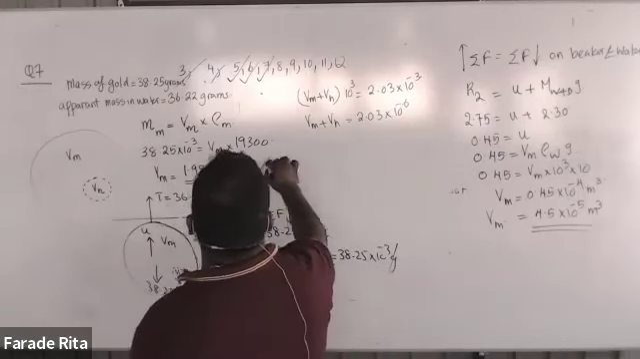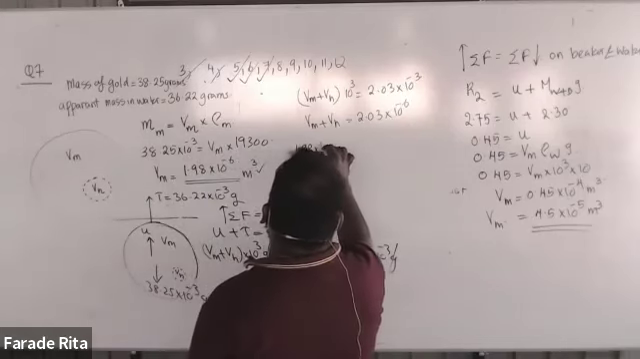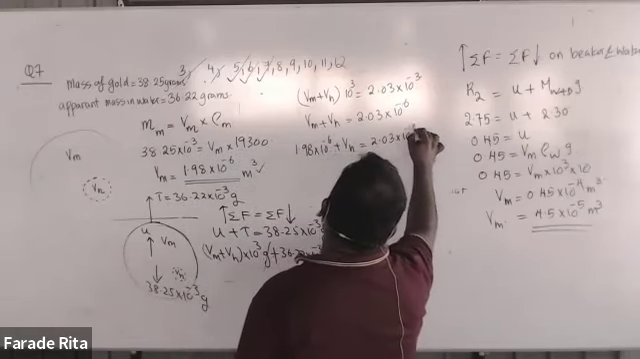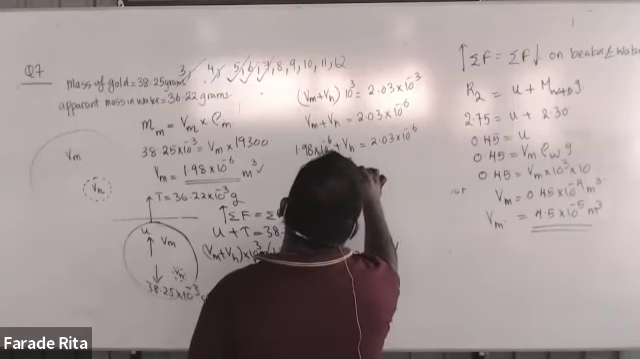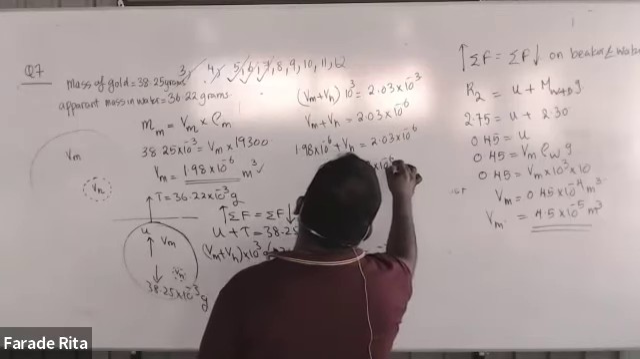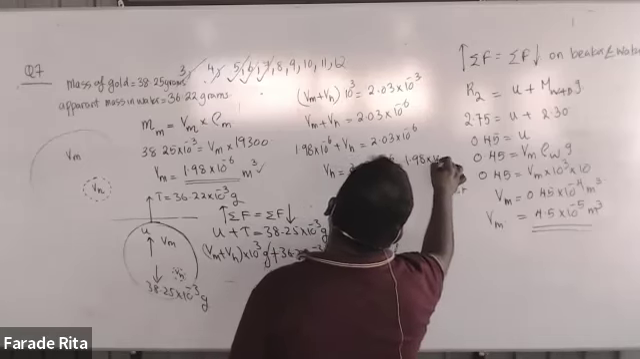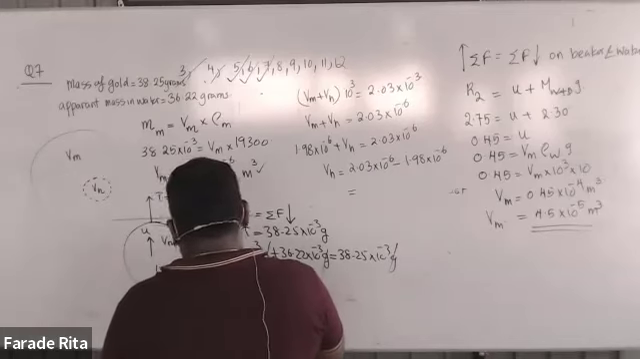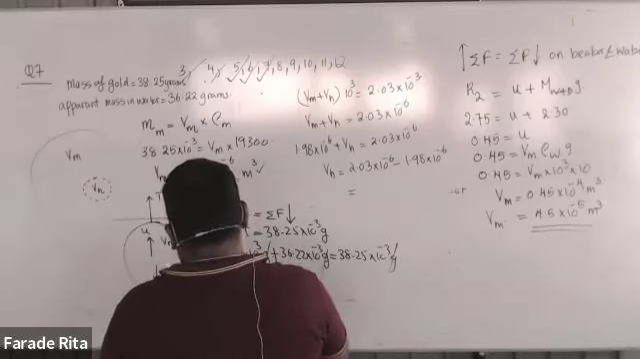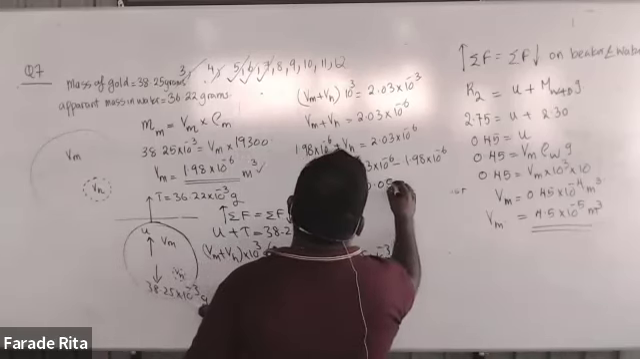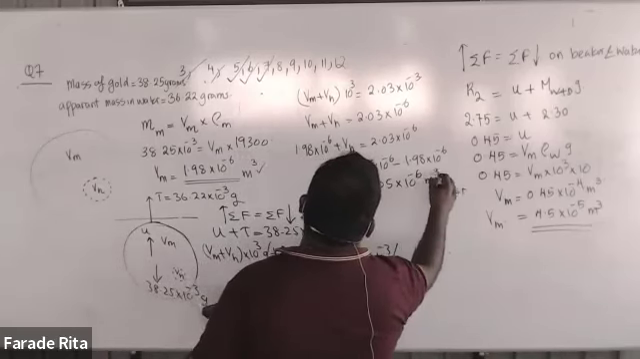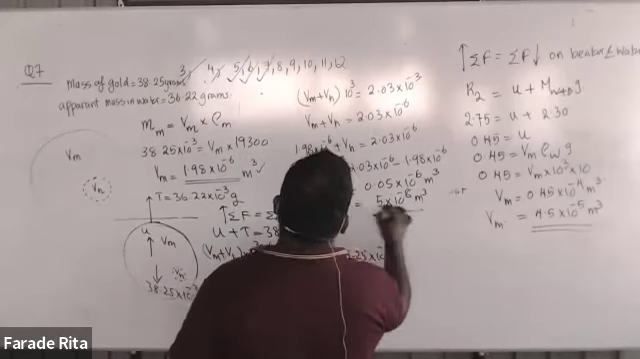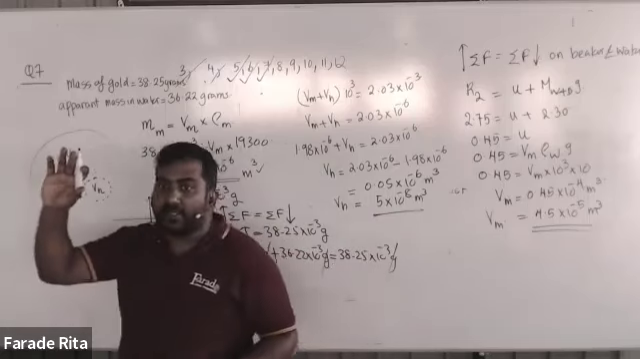What is volume of the metal? Already found, 1.98 times 10 to the power minus 6. Volume of the hole you can find. Take it to the other side. Volume of the hole is 2.03 times 10 to the power minus 6 minus 1.98 times 10 to the power minus 6. 2.03 minus 1.98, 0.05 times 10 to the power minus 6 cubic meters. That's 5 times 10 to the power minus 8 cubic meters. Volume of the hole. Anybody you got this?